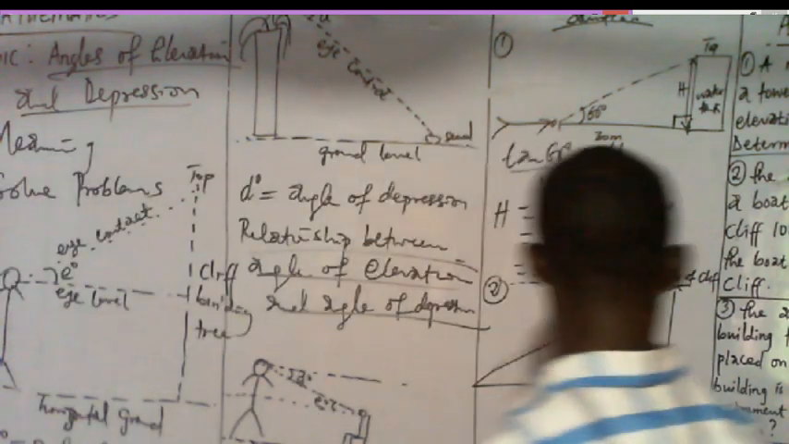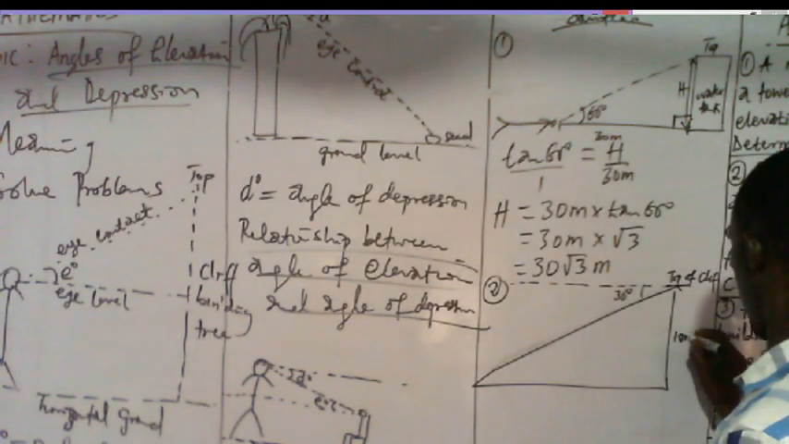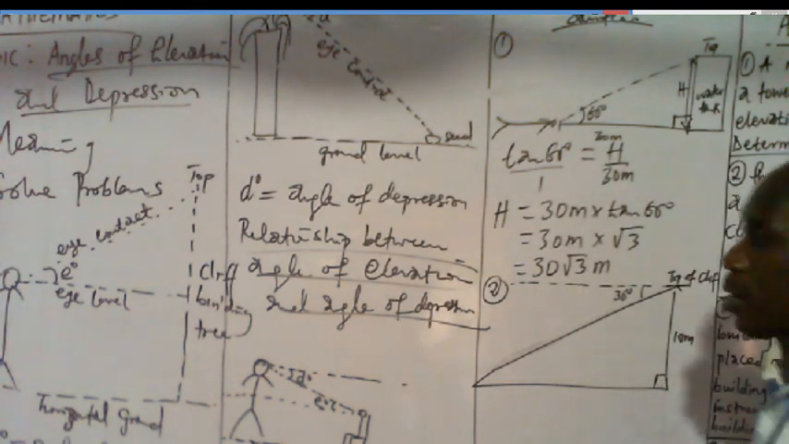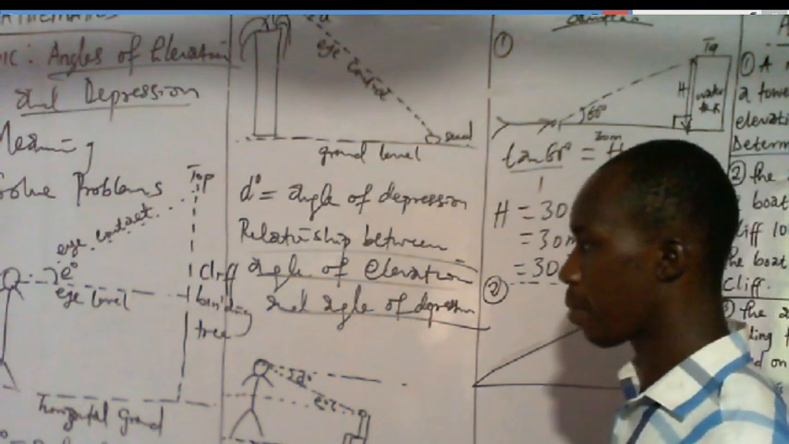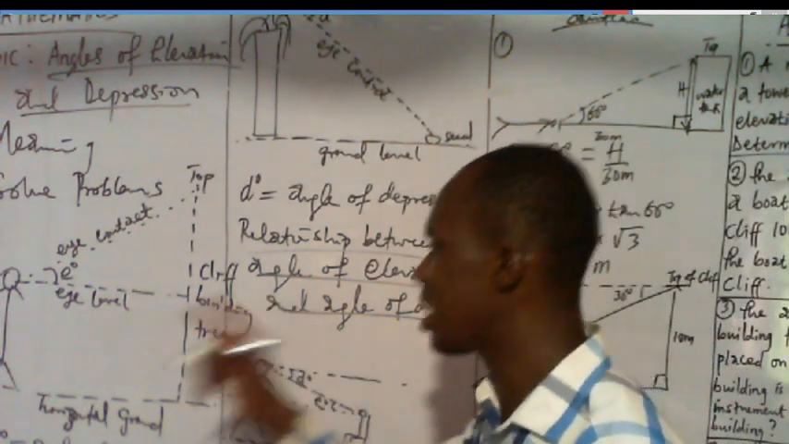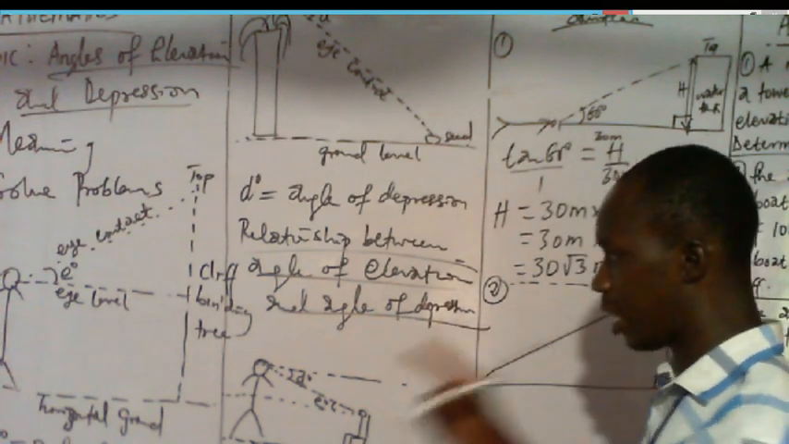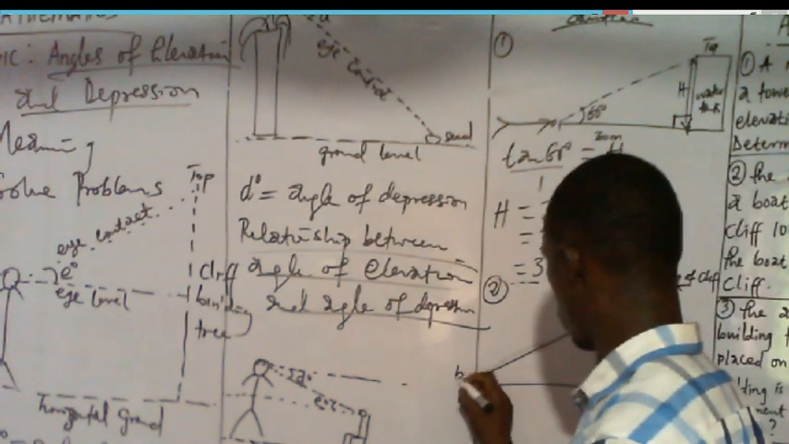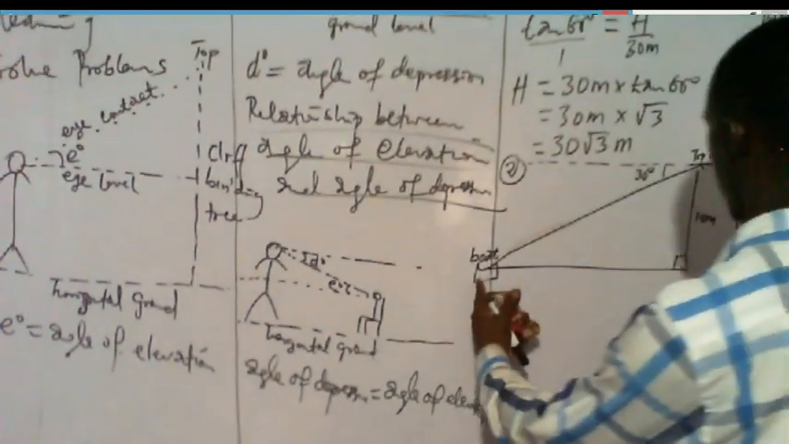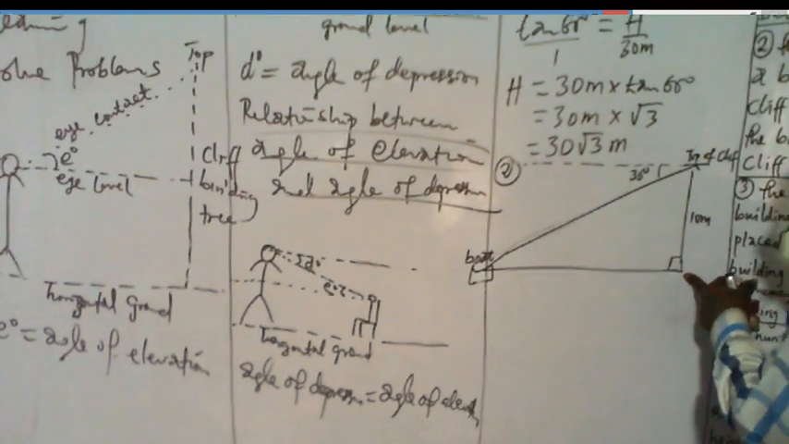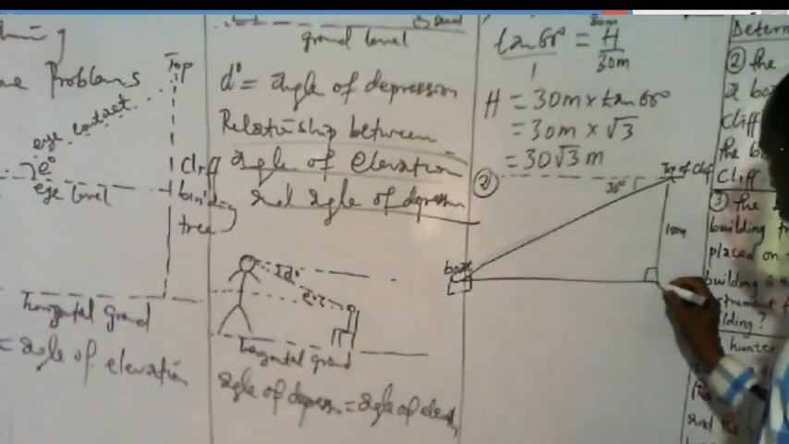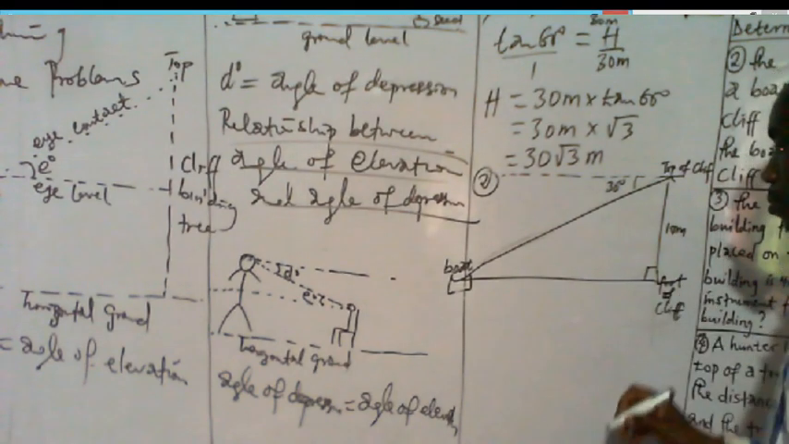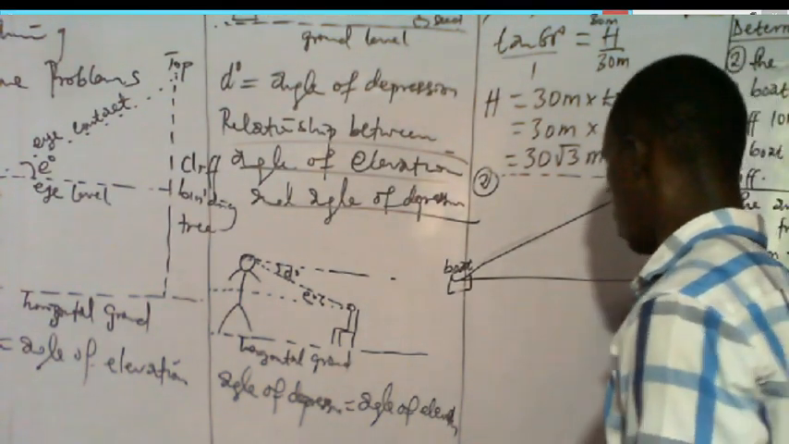The cliff is 10 meter high. Don't forget there is a right angle here. How far is the boat from the foot of the cliff? Here is the boat, and this is the foot of the cliff. So we're looking for this distance here.